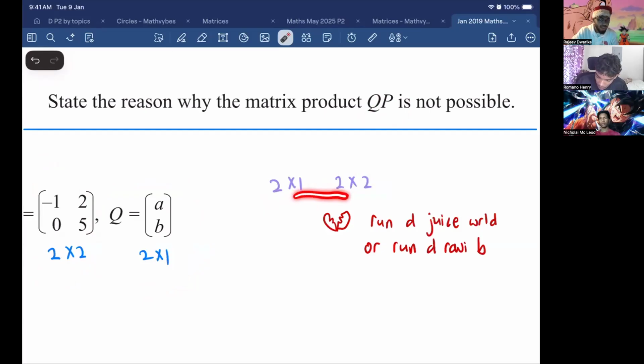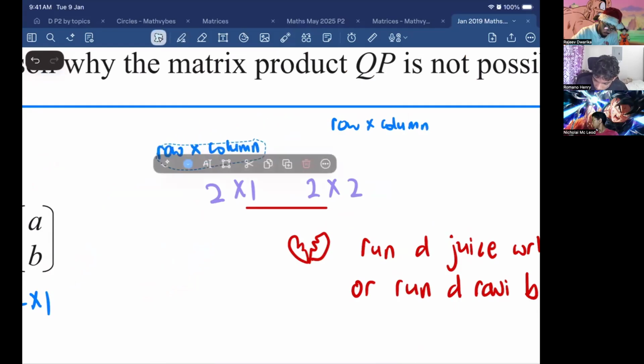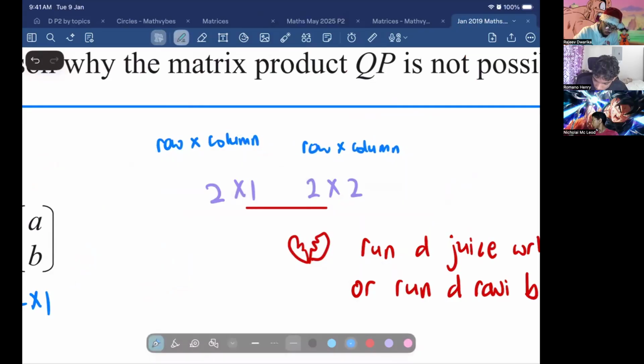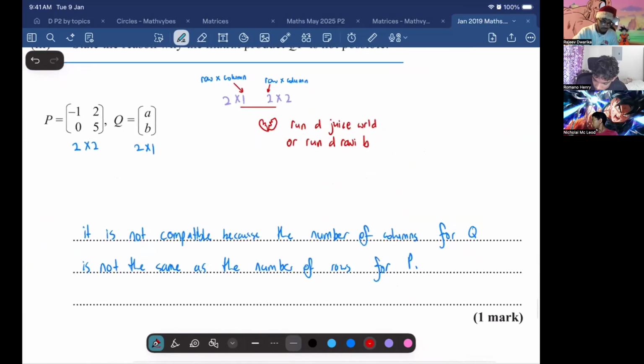No, sir. If the two inner numbers are not the same, then it will not work out. And remember, a matrix is given by row by column. So we have row by column there, and we have row by column here. So this 1 represents the number of columns in the first matrix, and this 2 represents the number of rows in the second matrix. Is everybody crystal clear with this? Yes, sir. All right.